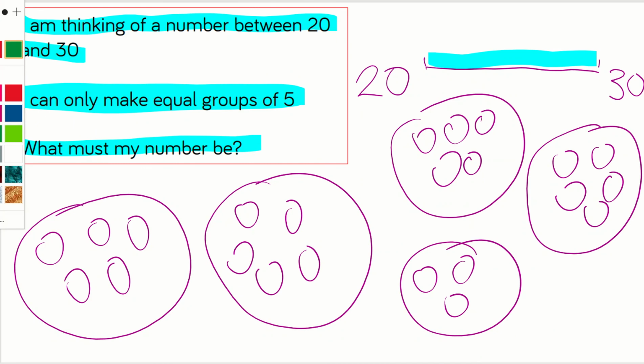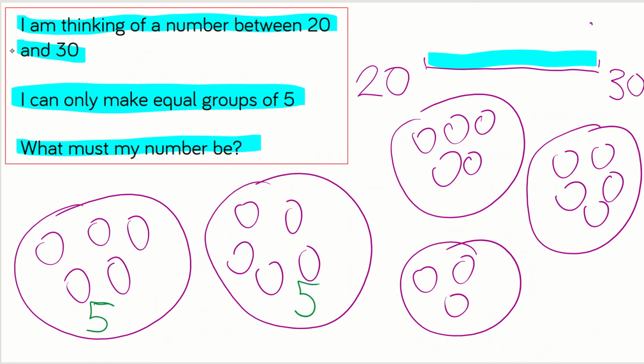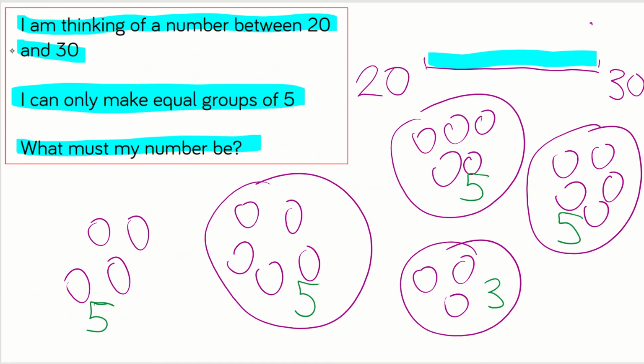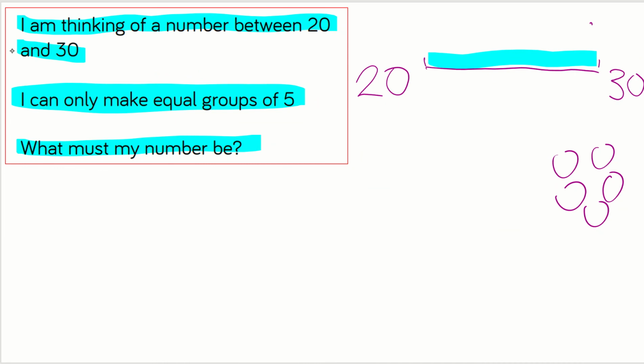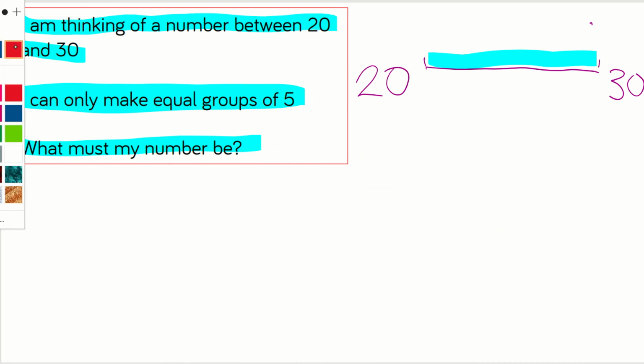Anyone spotted? What's the problem? Let's have a look. We've got 5 in there, 5 in there, 5 in there, 5 in there, but then I added 3 for 23, and there wasn't 5 in there, was there? There's only 3. So the groups aren't equal, so that wouldn't work. So we couldn't use 23, so we need to use a number that would give us equal groups of 5.